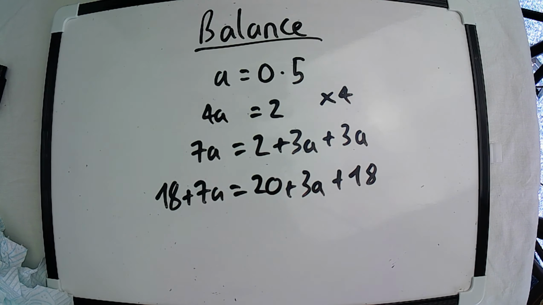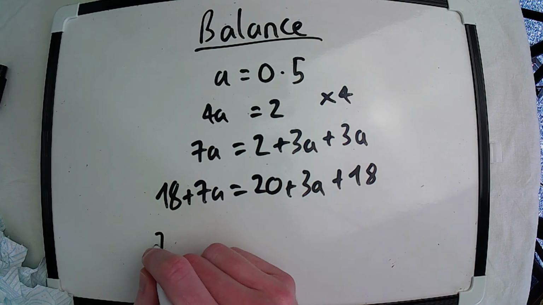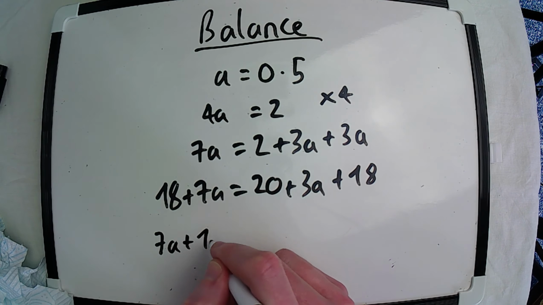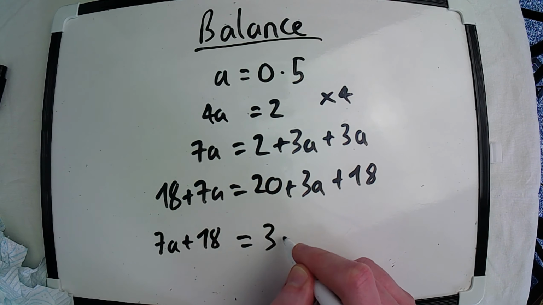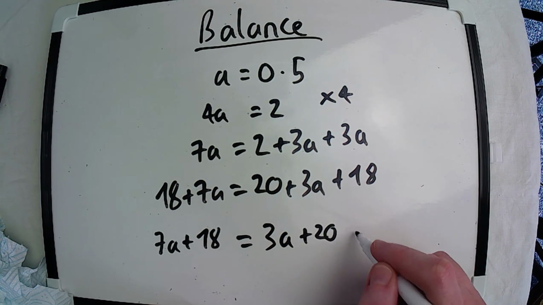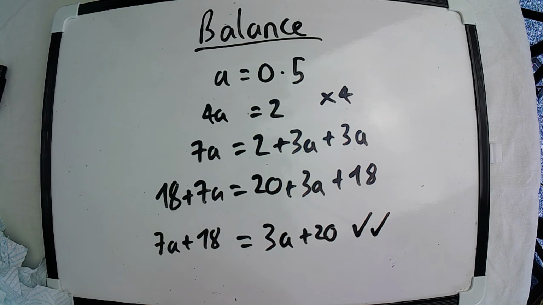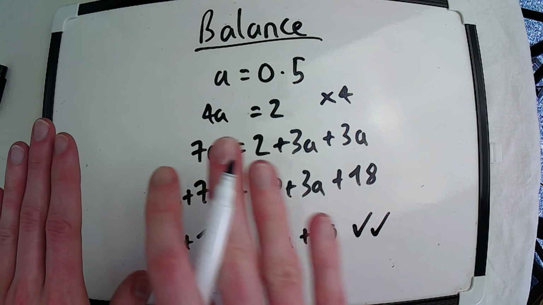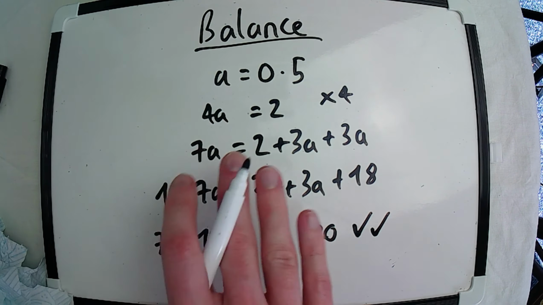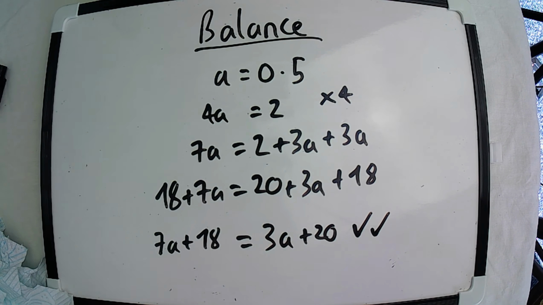Now another thing I'll say is if you switch the order, it doesn't matter. This could equally be 7a plus 18 equals 3a plus 20. It's just exactly the same, and that's important if you have balance. If you have two things that weigh the same, it doesn't matter which order you have them in. If they're on the same side, equality is preserved.